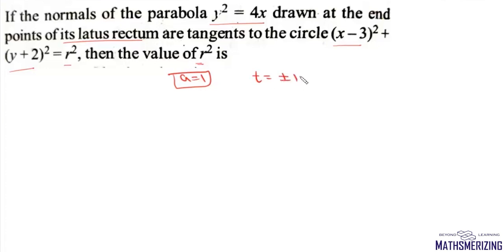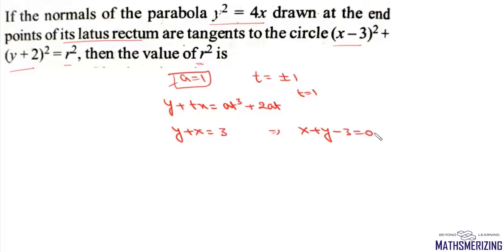So we can write equation of normal as y plus tx equals at cube plus 2at. Now we'll put the value of a and t. Now here a is 1, and let us take t as 1. So we can write this equation as y plus x equals 3. So one of the normals is x plus y minus 3 equals to 0.